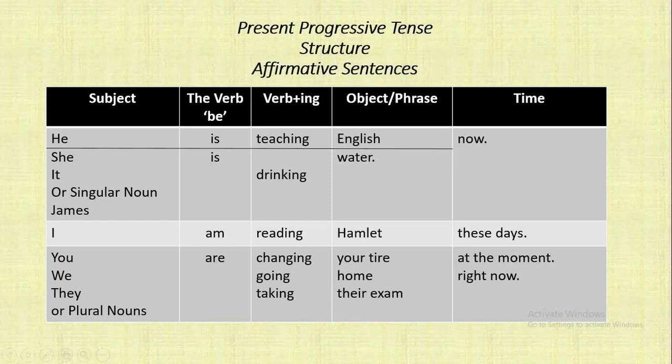You can see the first example here. He is teaching English now. The time now refers to the action which is happening at the moment. She is drinking water, or James is drinking water, or you can say it is drinking water. I am reading Hamlet these days. You are changing your tire at the moment. We are going home right now. Or they are taking their exam right now.